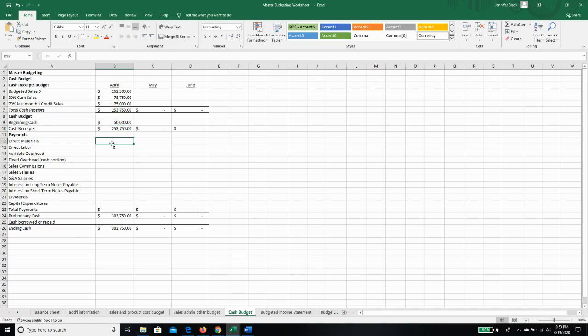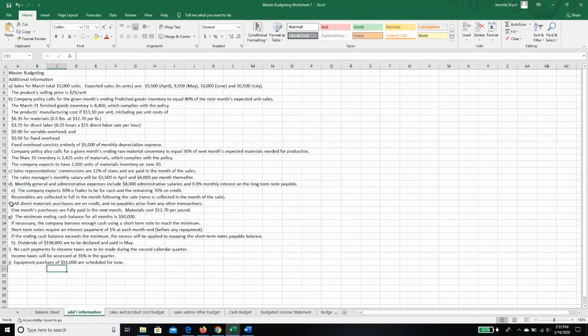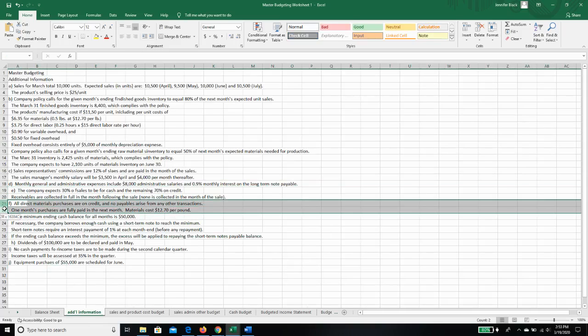Okay, direct materials. Let me see if I have some information about direct materials. In fact, here in F, I do. It says all direct material purchases are on credit and no payables arise from any other transactions. So what that tells me is that everything that's in accounts payable is related to direct materials purchases. One month's purchases are fully paid in the next month, and materials cost $12.70 per pound.